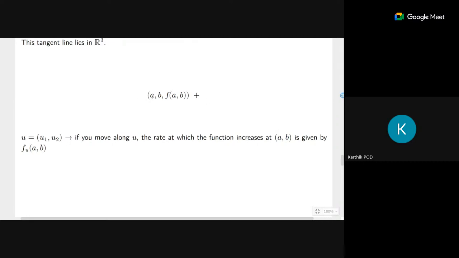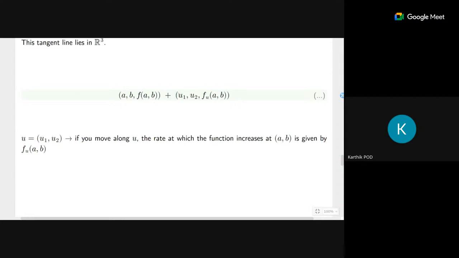Now you are at a comma b and at a b f of a b, and you are moving. You can split this u1 comma u2 direction as u1 along the x-axis and u2 along the y-axis. If you move by u1 distance along the x-axis and u2 distance along the y-axis, you are effectively moving along the direction u. Now if you move in this direction, by how much does the function increase along the z direction? F of a comma b, right? This is the rate at which the function is increasing along this direction. Unit increase in x and y means we are actually moving along u, and the z axis tells you by how much the function is increasing. If fu turns out to be negative, then it means decreasing, but in general we say increasing by this much.